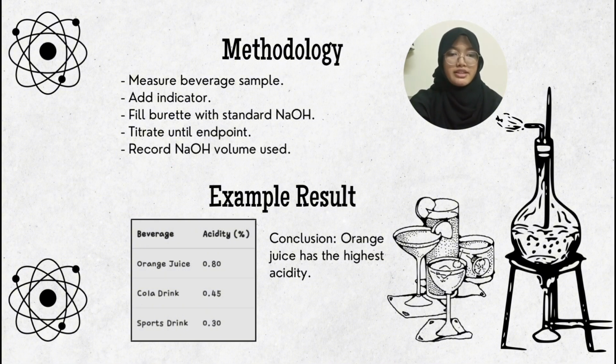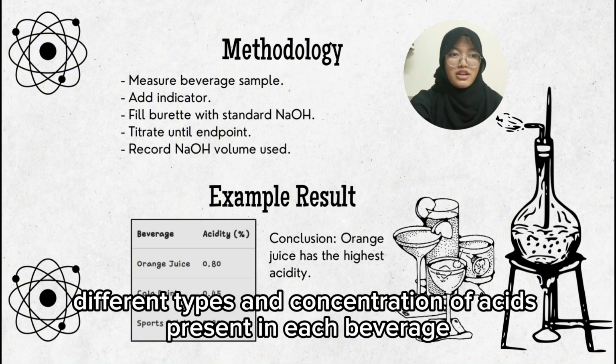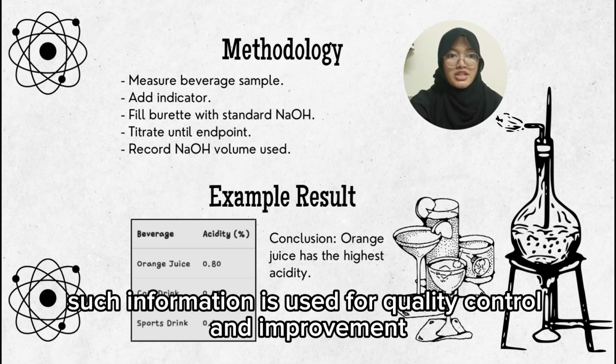Based on these example results, orange juice showed the highest acidity, followed by the cola drinks and sports drink. The differences in acidity are due to the types and concentration of acids present in each beverage. Such information is used for quality control and product formulation.